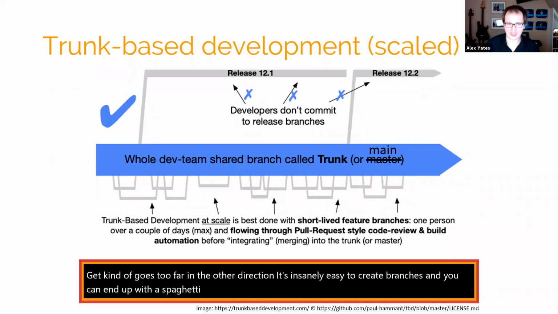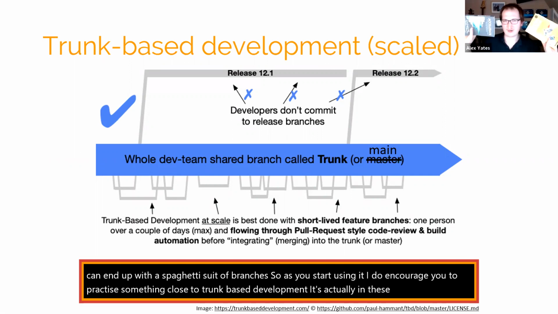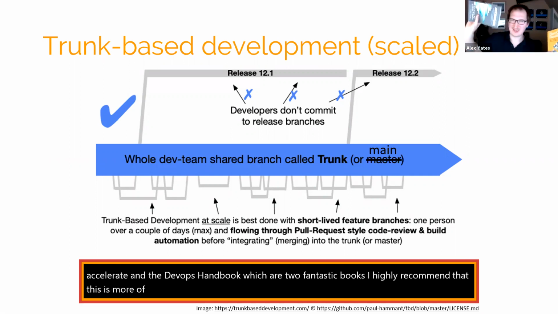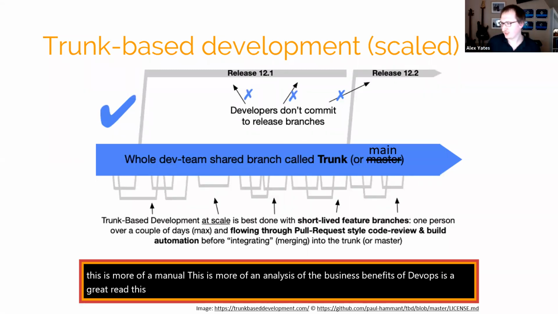So as you start using it, I do encourage you to practice something close to trunk-based development. It's actually in these two books, Accelerate and the DevOps Handbook, which are two fantastic books. I highly recommend them. This is more of a manual. This is more of an analysis of the business benefits of DevOps. These are great. Read this one first and then read this one.